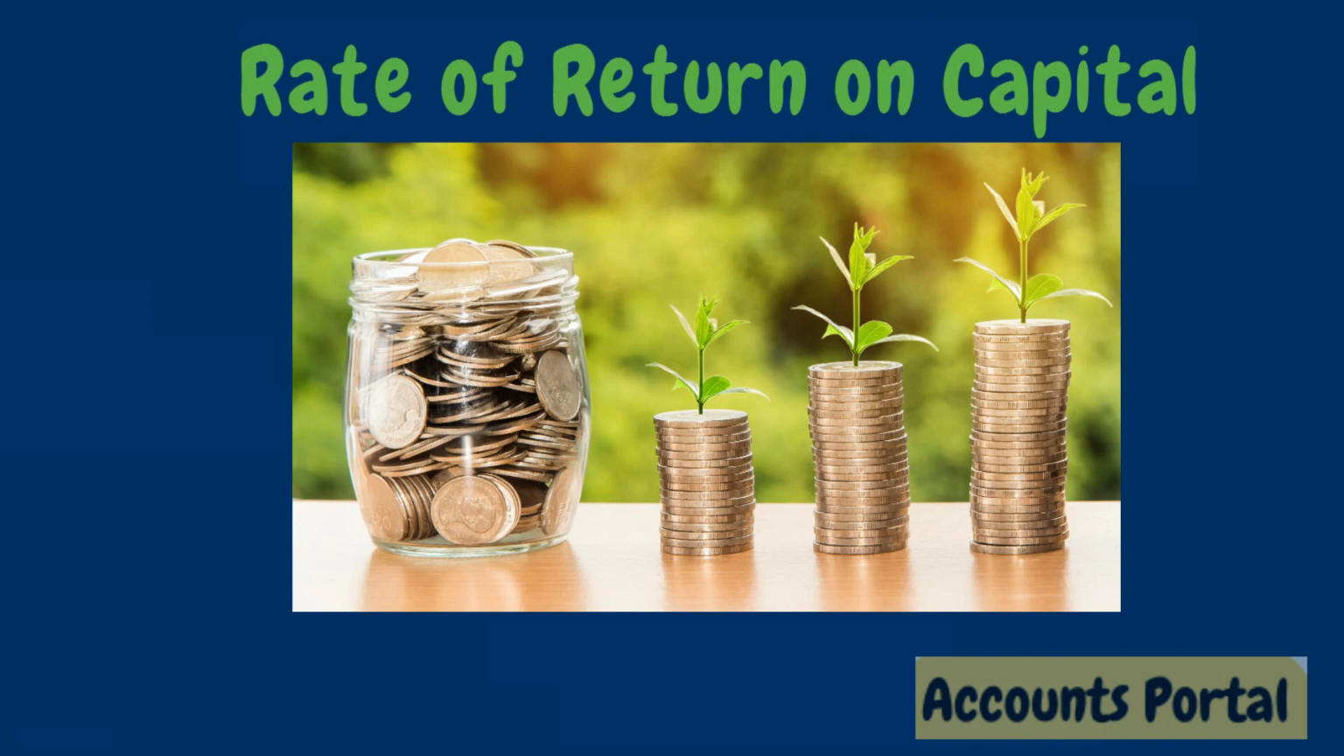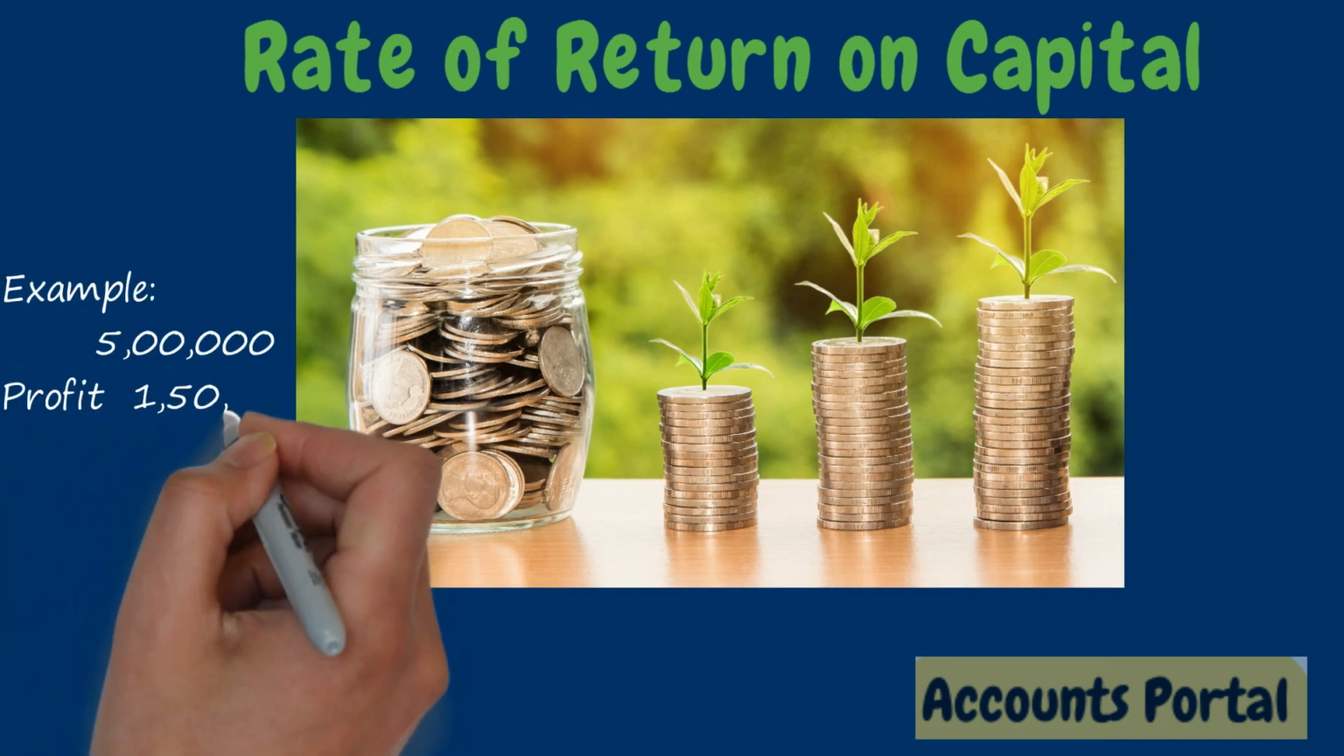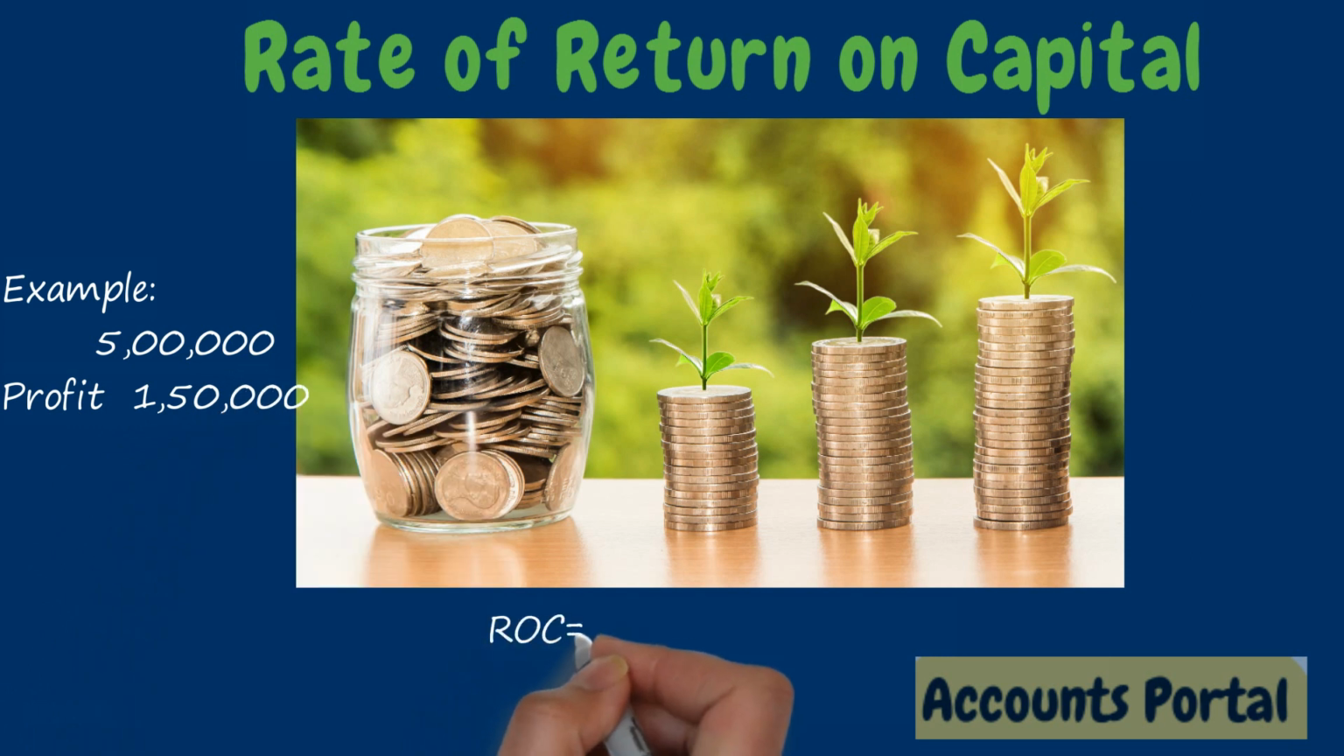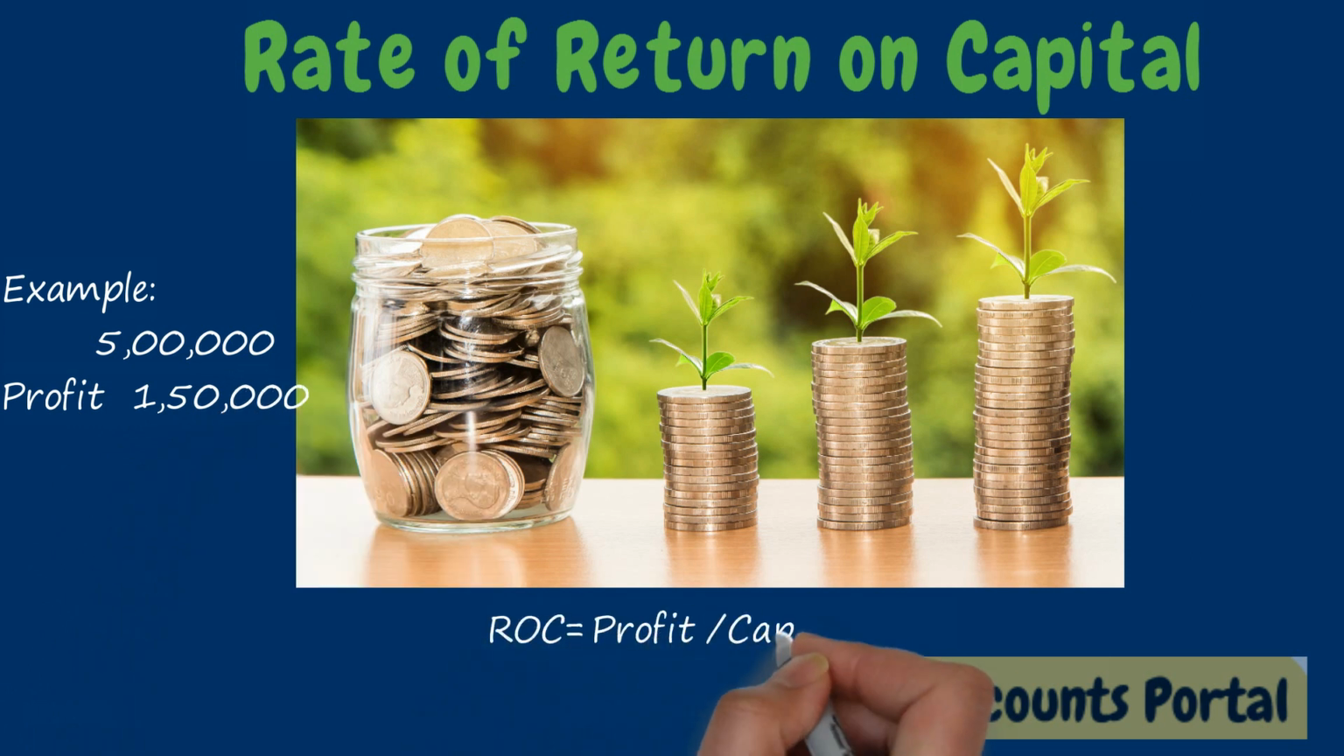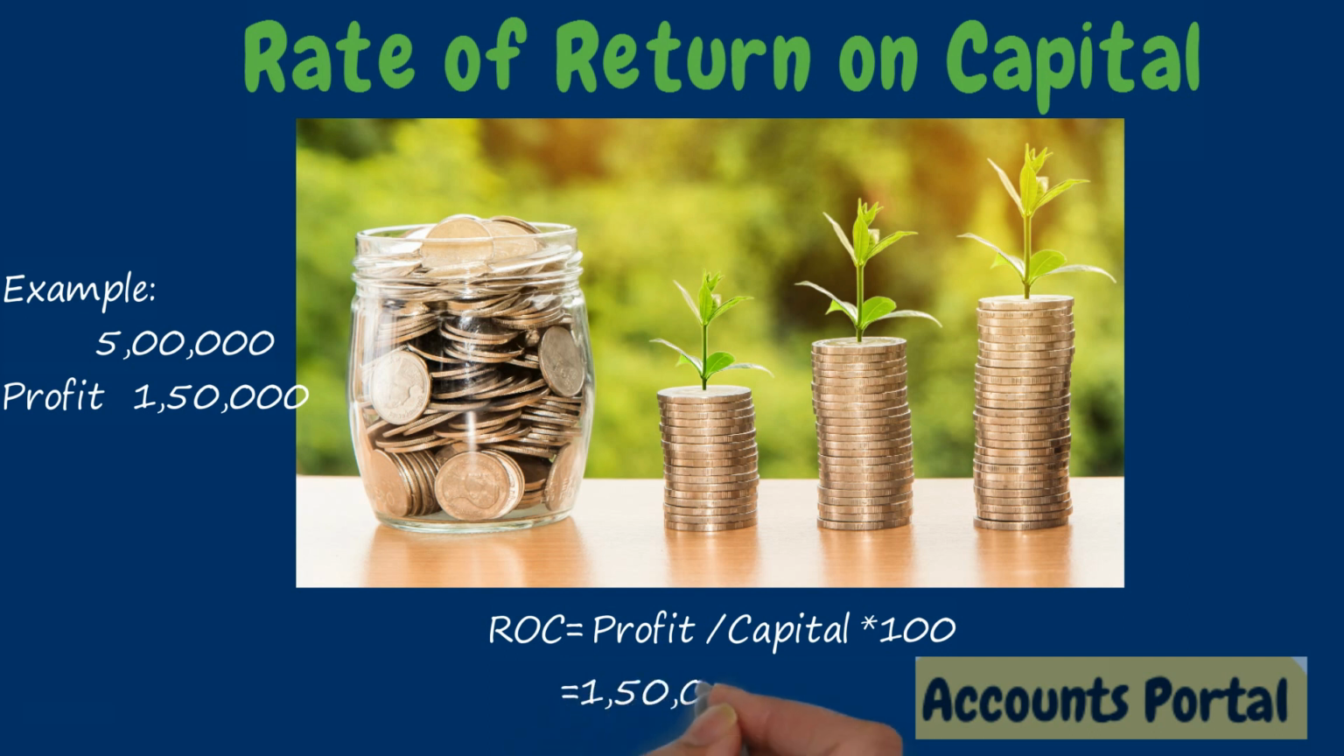So to find out the rate of return, for example, you invested 5 lakhs, profit 1,50,000. The rate of return on capital is calculated as profit divided by capital into 100. So how much profit you got? 1,50,000 divided by capital 5 lakhs into 100. So what is the percentage of the profit you got? 30%. You get 30%.